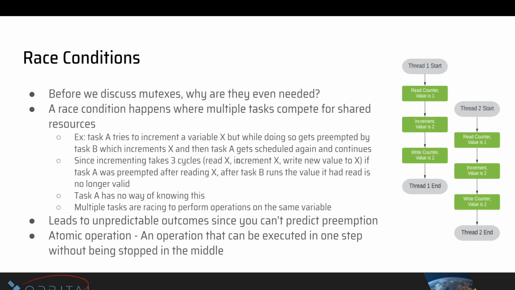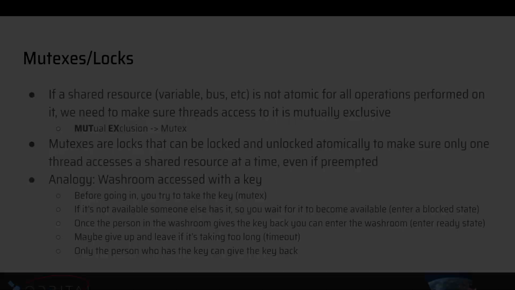So task one would lock this variable, and so when it gets preempted and task two starts, it sees that the variable is already locked, so it can't do anything to it until task one finishes doing whatever it wants to do. It unlocks the variable again.